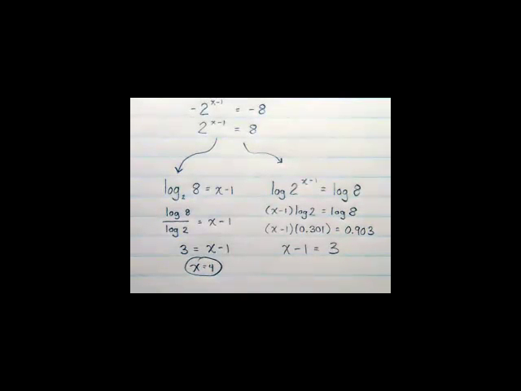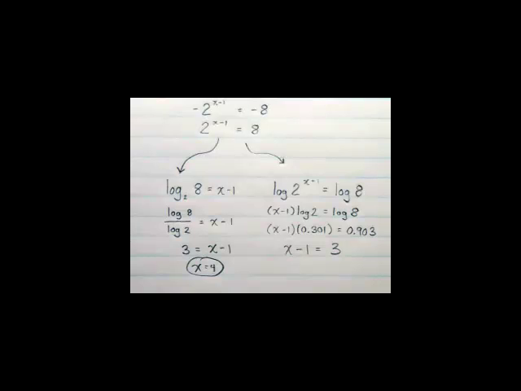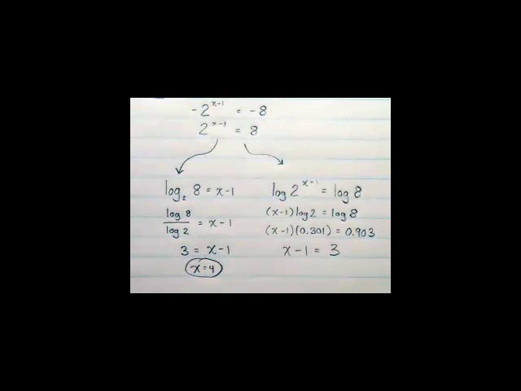Three divided by 0.301 should be 3, right? How do you get 3? This divided by this. Do you see how this divided by that is 3? 9 divided by 3 is 3. 3 divided by 1 is 3. So the whole thing comes up to 3. Or you just do it on your calculator. It could give you 3.